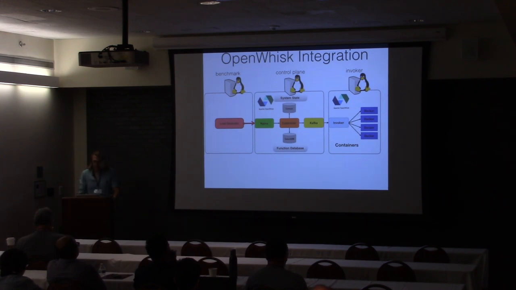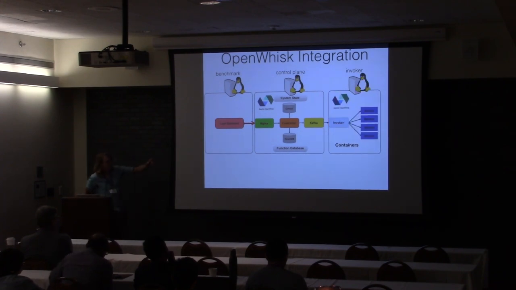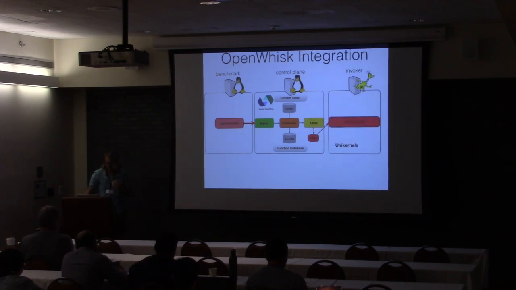So here's our setup for the experiments that we run. Jim and I sat down for a year and worked on retrofitting a container-based function as a service platform, Apache OpenWhisk. Really just working on the invoker, the last box all the way to the right. And we retrofitted a custom unikernel-based operating system called SEUSS. And just to drive out the difference, our baseline system is running Linux containers. Our drop-in replacement is running unikernels.